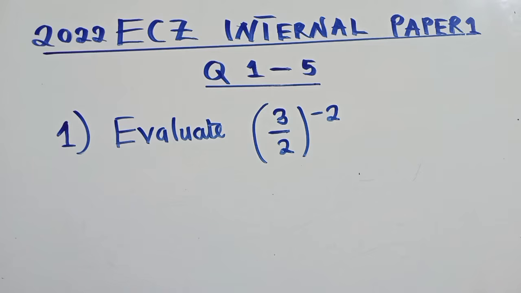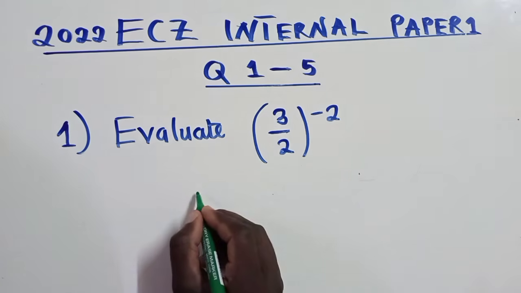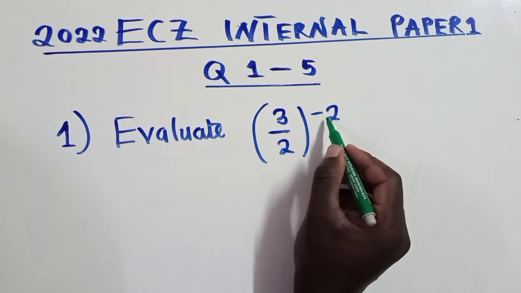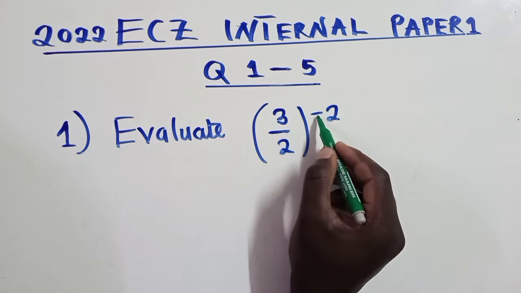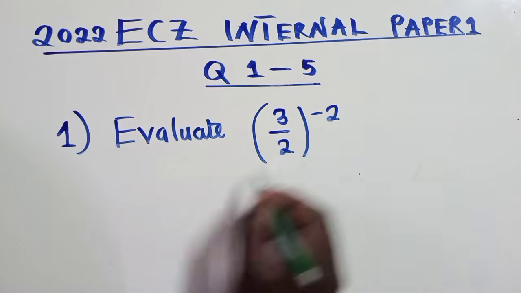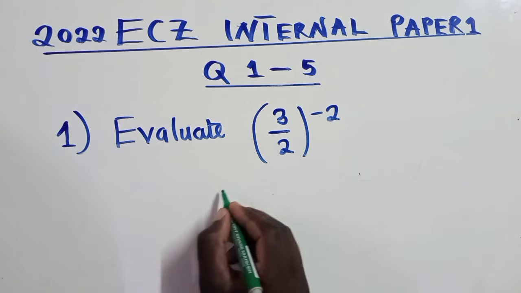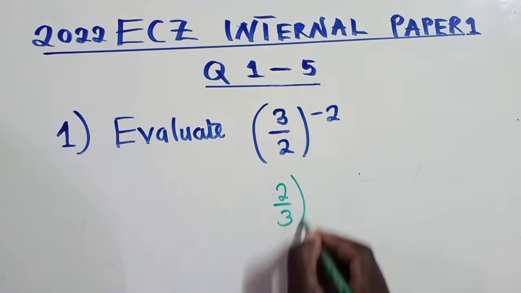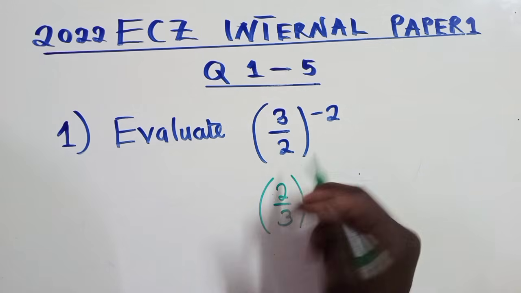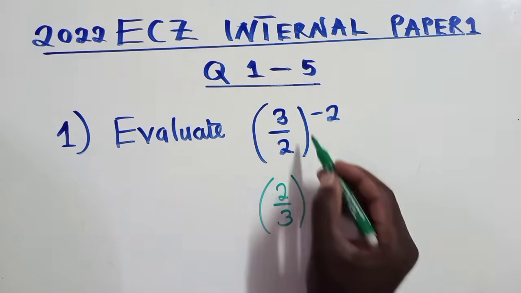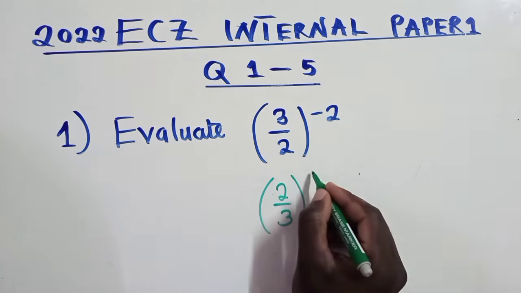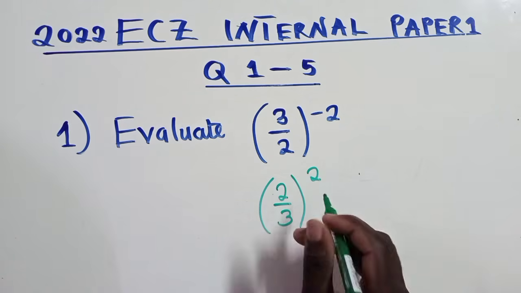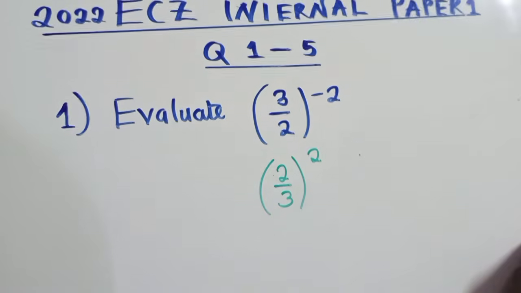All right, so to answer a question like this, we need to check what is inside here and also look at the power. So immediately you see that the power has got a negative sign. You need to change what is inside. So we're going to write it as 2 over 3. The reason why we are reciprocating, like changing, is because we have a negative power and we write a positive power. So immediately you do this, you write the positive power.